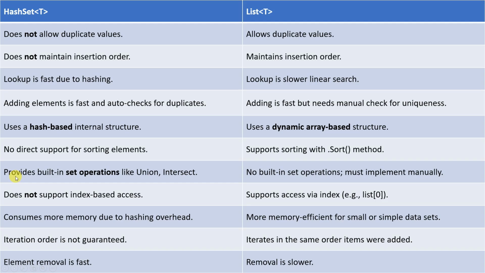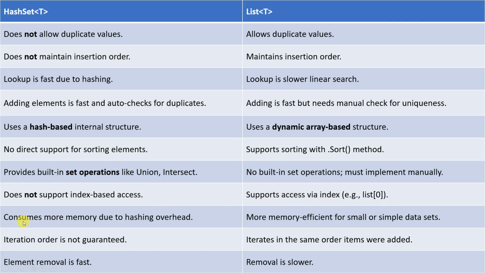In case of the HashSet, it provides built-in set operations like union and intersect, whereas in case of the list, there is no built-in set operation, we must implement it manually. The next difference is HashSet does not provide support for index-based access, whereas the list supports access via index.